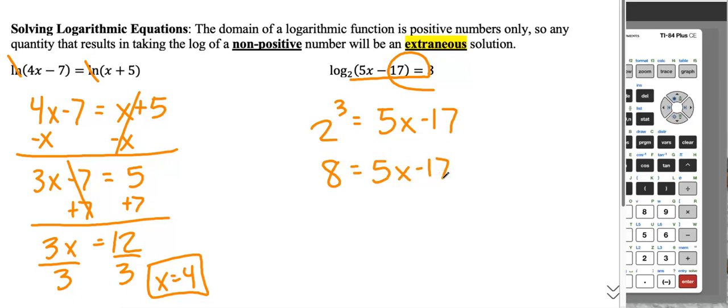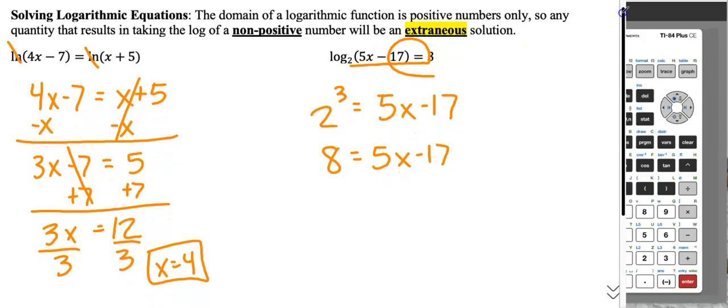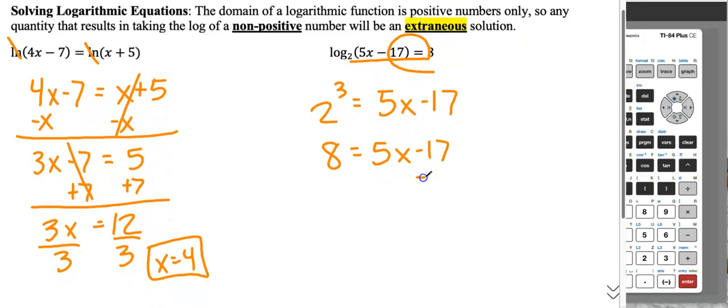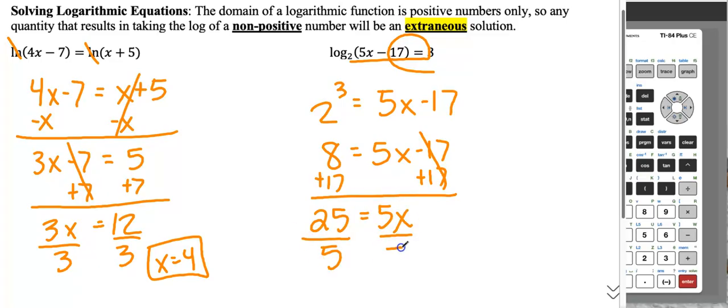Again, it's a regular two-step equation you guys have been doing since middle school. We want to get the numbers on the same side, so I'm going to add 17. We get 25 equals 5x. Divide by 5, so x equals 5. If you didn't want to do any of that by hand, you could have graphed it in the calculator. You would have typed log base 2 of 5x minus 17 into y1 and 3 into y2. Second trace, and you get your answer.